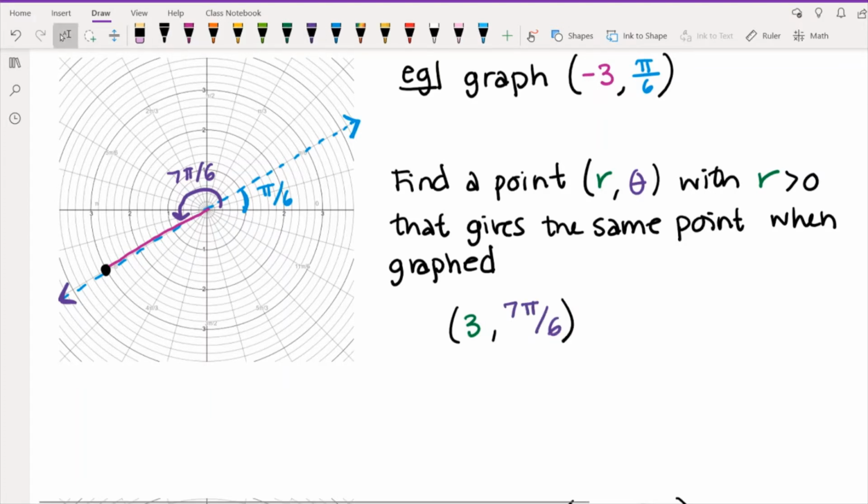So, I mean, this isn't super duper important because usually you just need one name for a point, right, to graph it. But I just want you to be aware that there's this kind of repetition that can happen with polar coordinates, is that there can be multiple names for the same point.